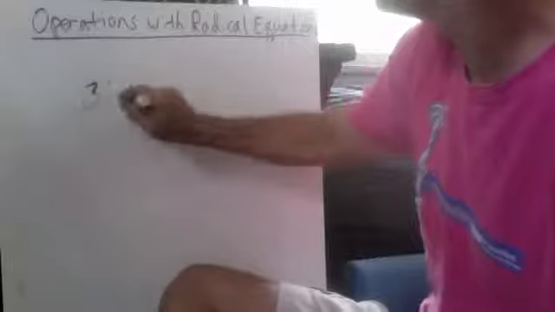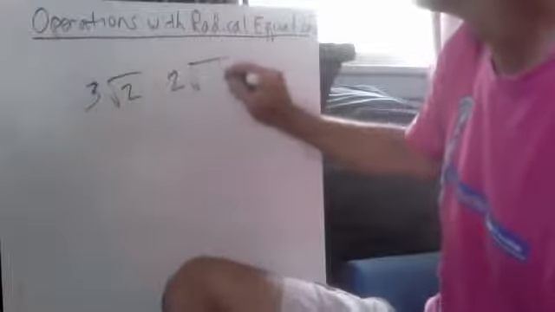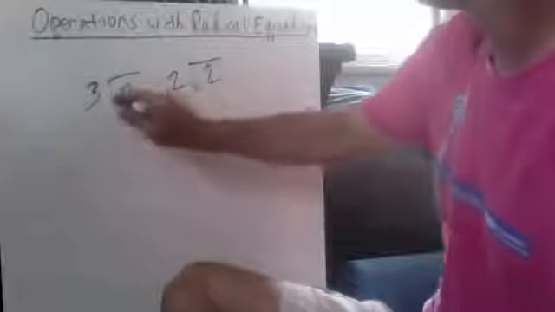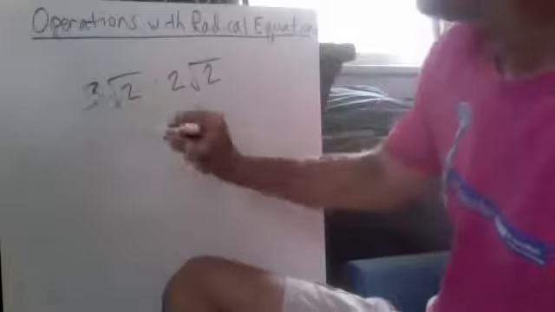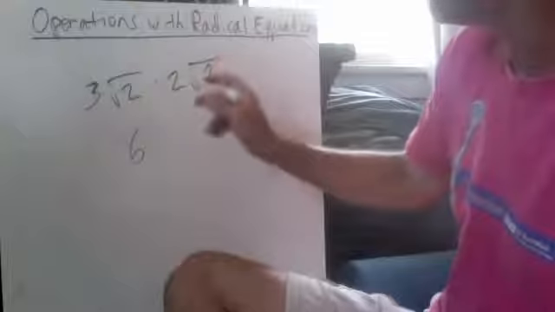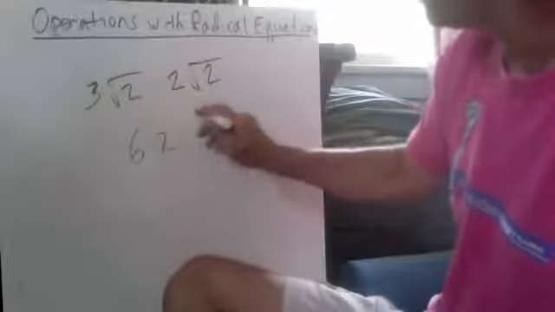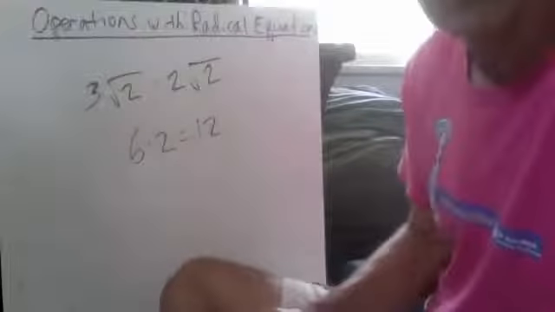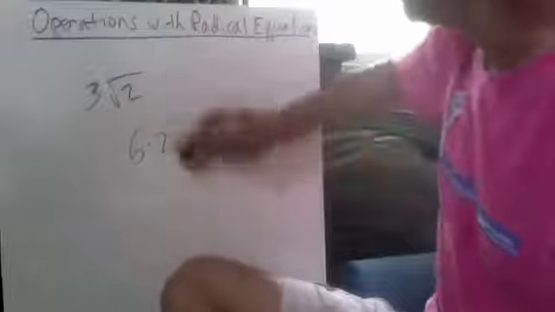3 square roots of 2 times 2 square roots of 2, everybody's being multiplied together. 3 times 2 is 6. Square root of 2 times the square root of 2 is the square root of 4, or it gives you 2. And so your final answer on that would be 12. So you treat multiplication different than you do addition, which I'm sure doesn't shock you.